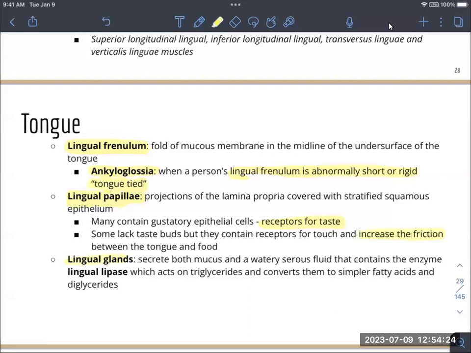We have those lingual glands. These lingual glands secrete lingual lipase. Lipase for lipids. So triglycerides are a lipid, so they are going to help break down triglycerides. Because we can't absorb triglycerides as they are, we need to break them down into smaller substances before they can actually be absorbed.